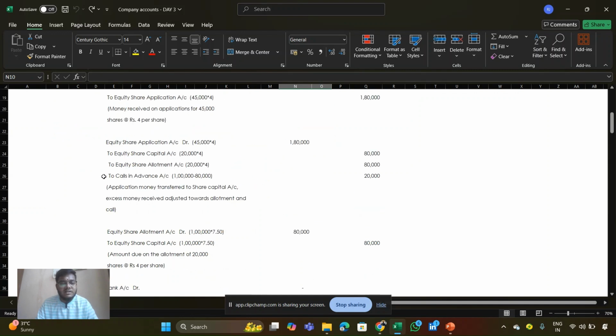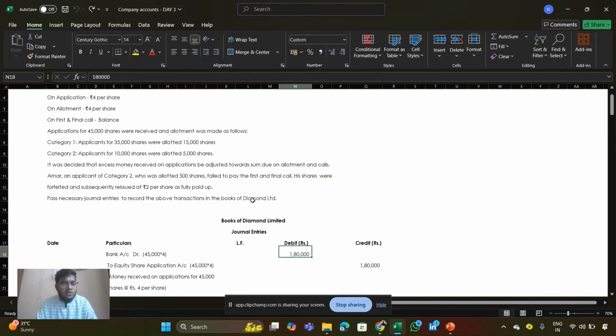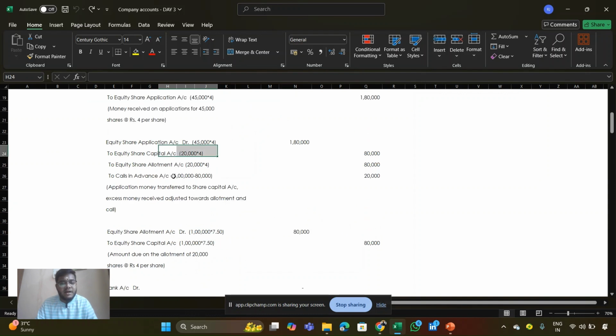So calls in advance, how much? 1 lakh minus 80,000. 1 lakh is the excess amount. Okay. What we have received is 45,000 shares into 4. Actually, what we have transferred to share capital is 20,000 into 4, which is 80,000, and the balance is 1 lakh. Then 1 lakh is the excess value. So 1 lakh minus what we adjusted to allotment, 80, the balance is 20 we have to allot here.